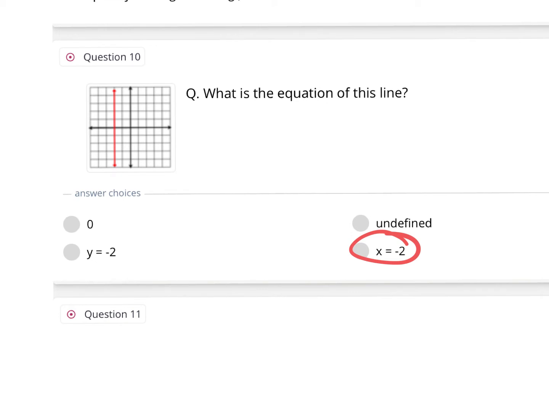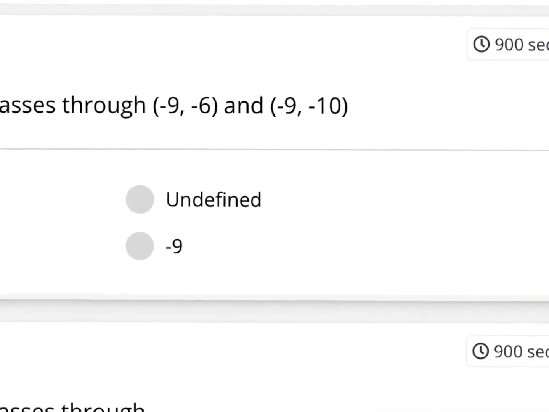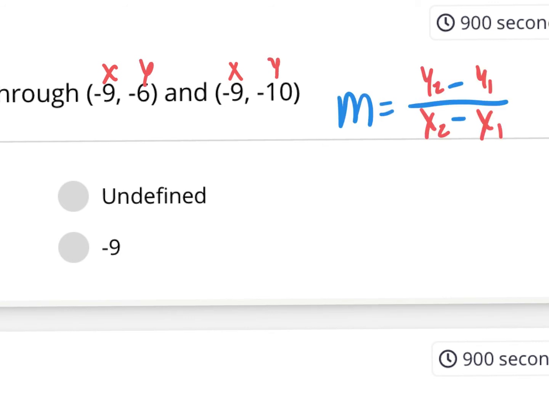Moving on to the second half. Number 11, find the slope of the line that passes through those 2 points. Okay, we've been doing several of these. As you could see, ladies and gentlemen, your x's are both the same. So when you plug it into the slope formula, your x's are the same, which means that a negative 9 minus a negative 9, that's going to be negative 9 plus 9, which is going to become 0.